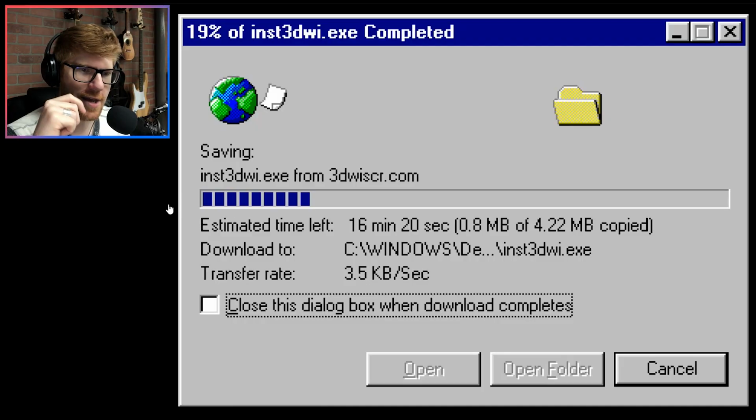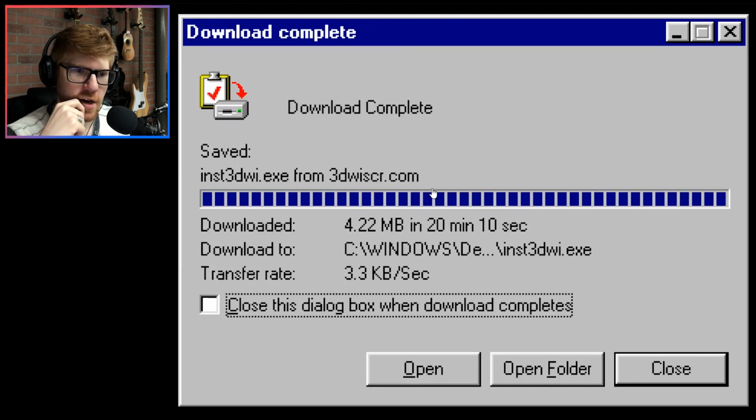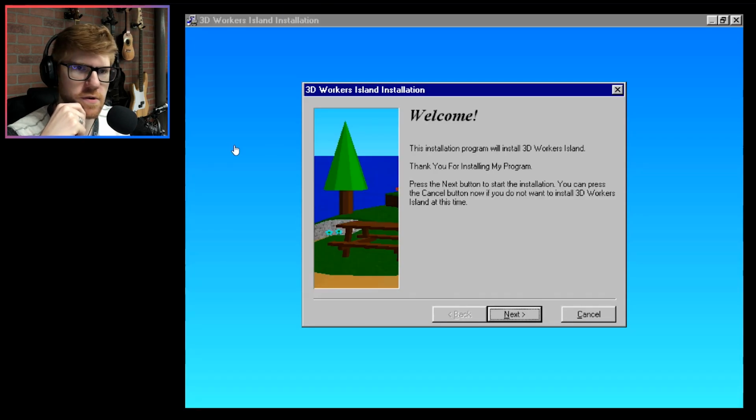What's going on here? Anyway, so downloaded to this Windows, okay. I don't know what the drive is, desktop probably. All right, download complete. Awesome. Yeah, you need to close this dialog box when download is complete unless you want to open it. So I don't know what the story is here.